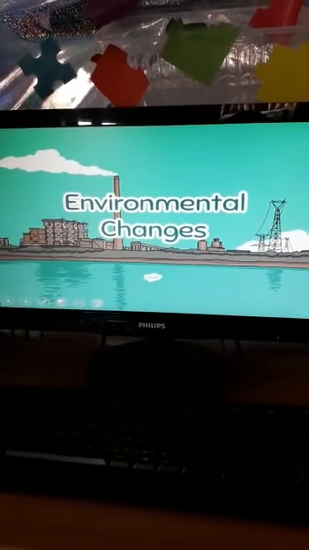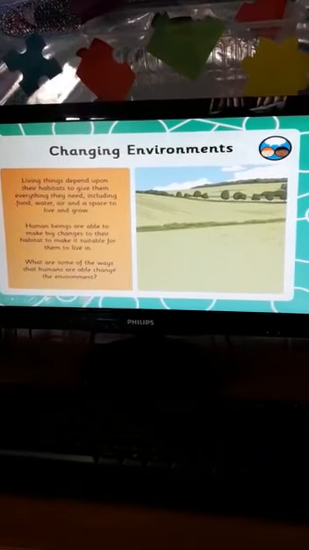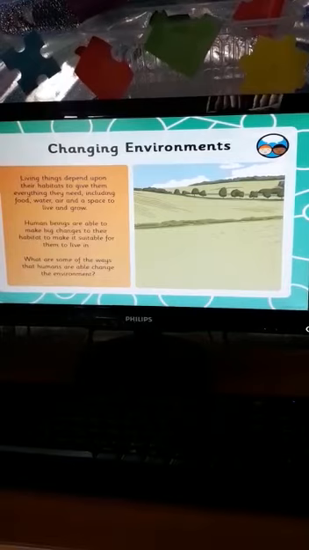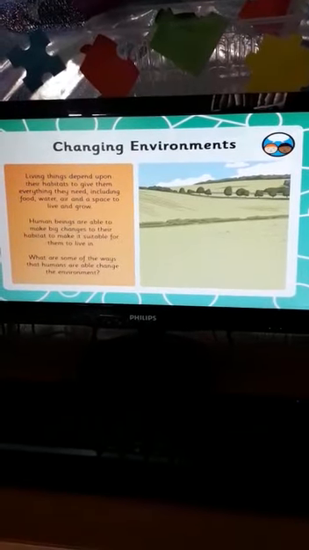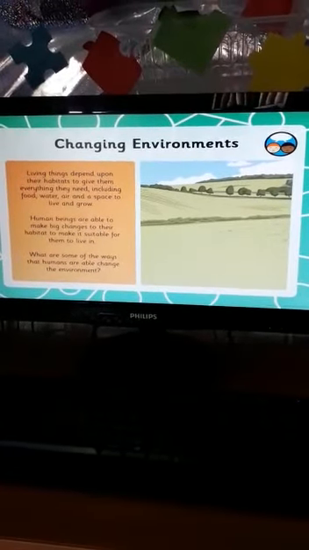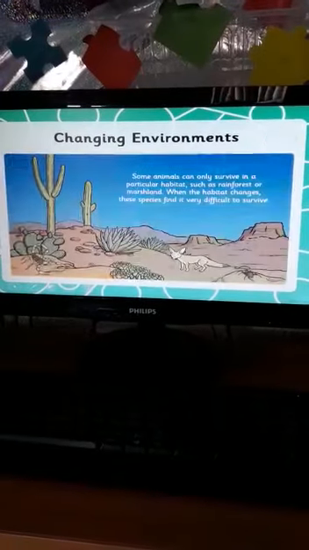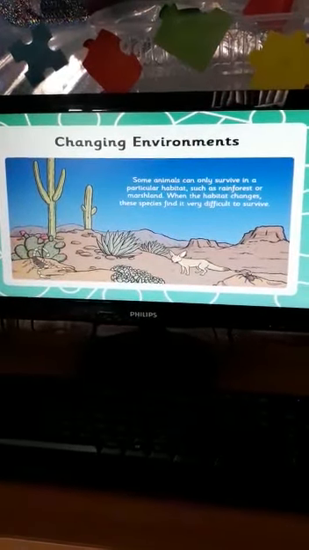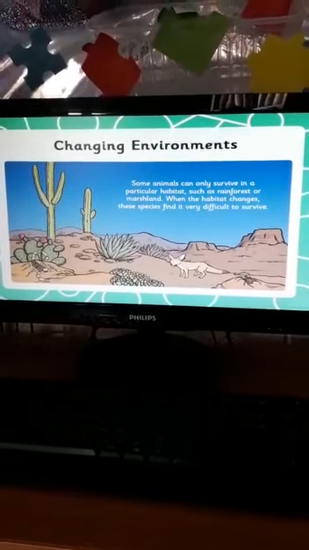So, as we know, living things depend on habitats in order to survive. This includes food, water, air and space in order to live and to grow. When environmental changes take place, some habitats change, resulting in lives lost for some animals.